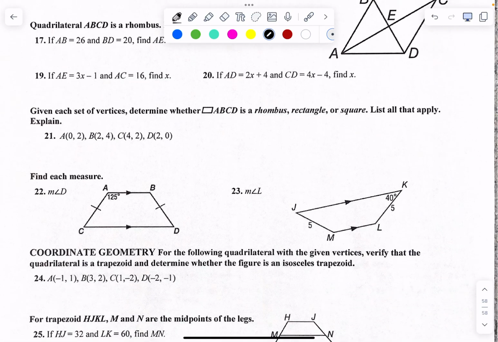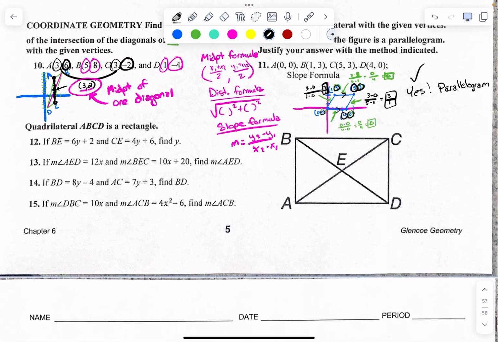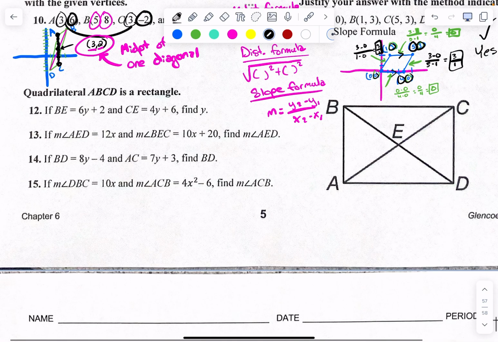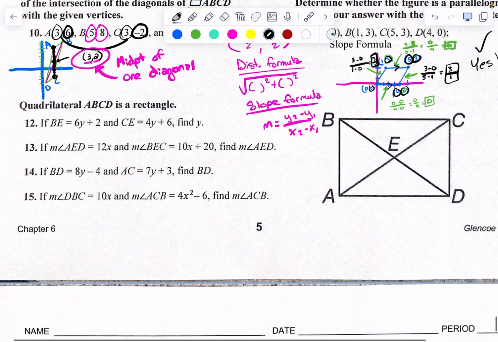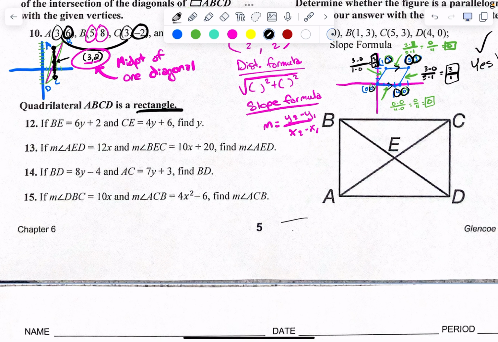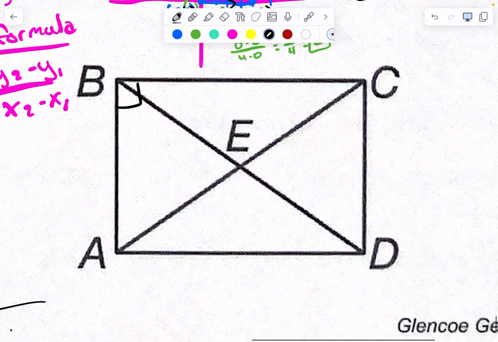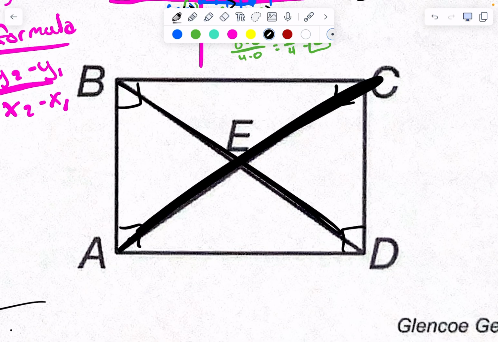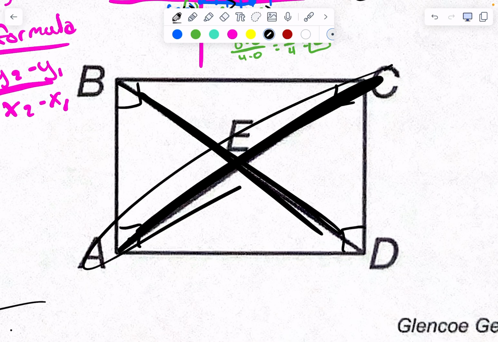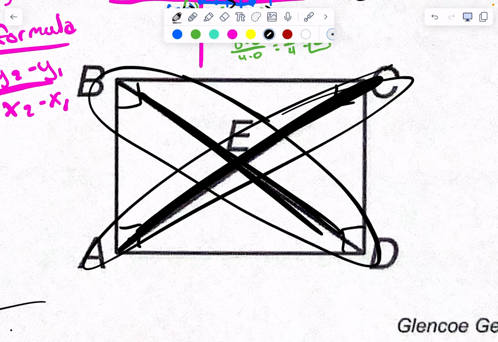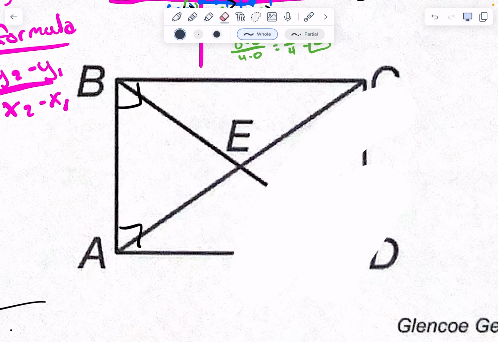All right, let's see. We might be able to get done with the rest of this. 12, 13, 14. Do you think we can get those 4 done in the next 15 minutes? All right, let's rock and roll. We are dealing with rectangles now. They're telling us it's a rectangle. Things that we know about rectangles: all of the angles are 90 degrees. The diagonals split each other in half. Are the diagonals the same length? This guy and this guy, are those the same length? In a rectangle, yes, they are.